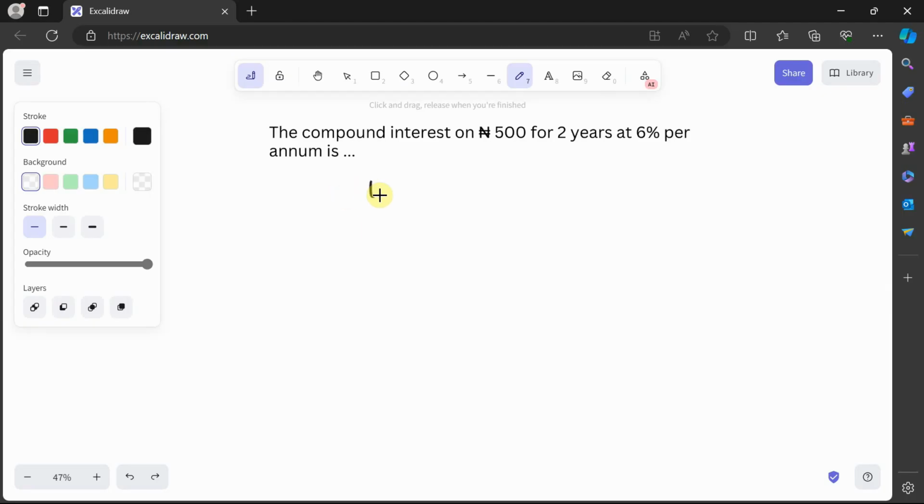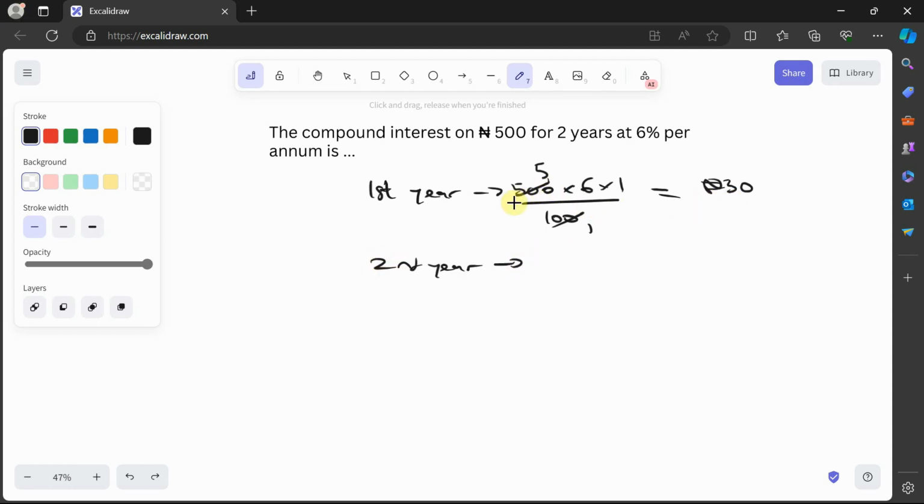So for the first year, the principal is 500 naira times the rate is 6%. So let's say times 6, then times the year, which is 1, all over 100. Let's use the simple interest formula for this one because that is just the first year. So 5 times 100, so 100 cancels 100, 5 times 6 is 30 naira. So in the first year, the interest that he got was 30 naira. So in the second year, our principal will no longer be 500 now.